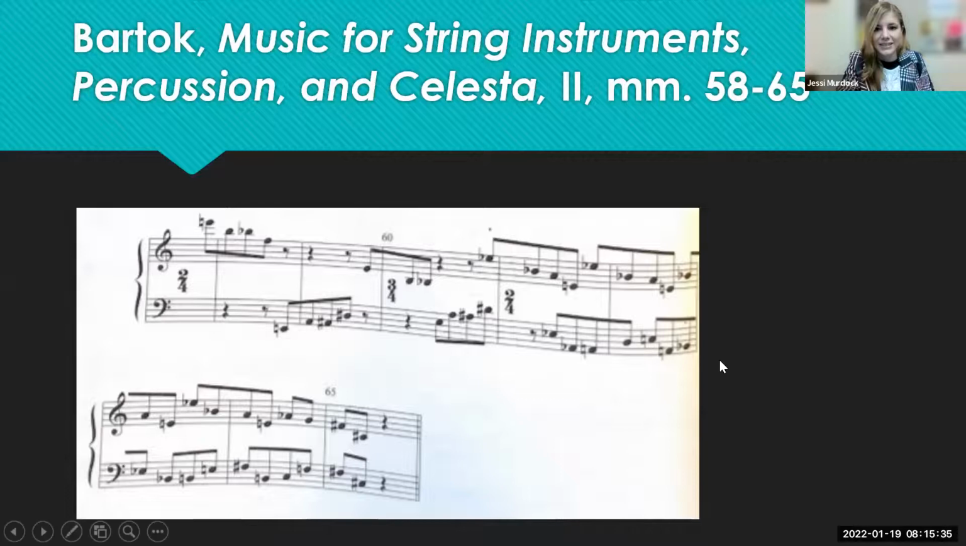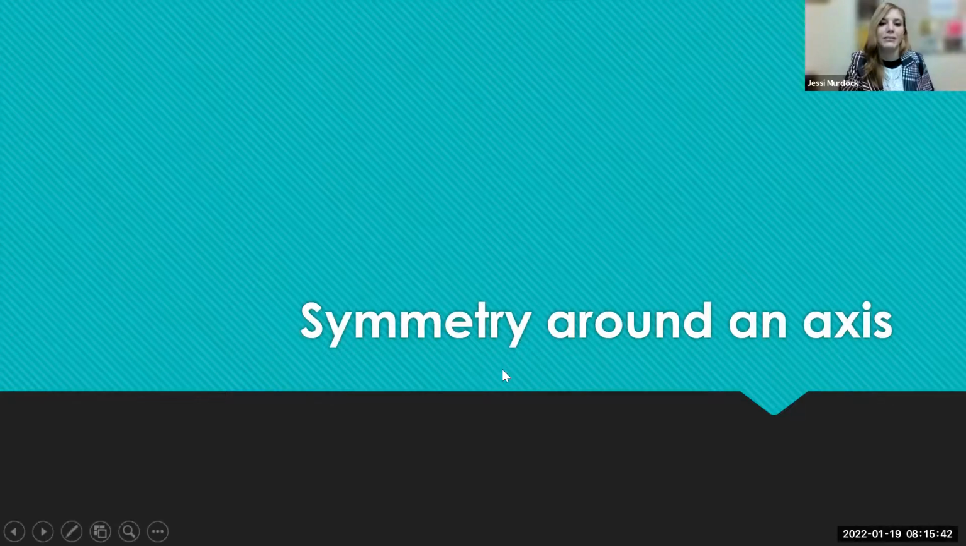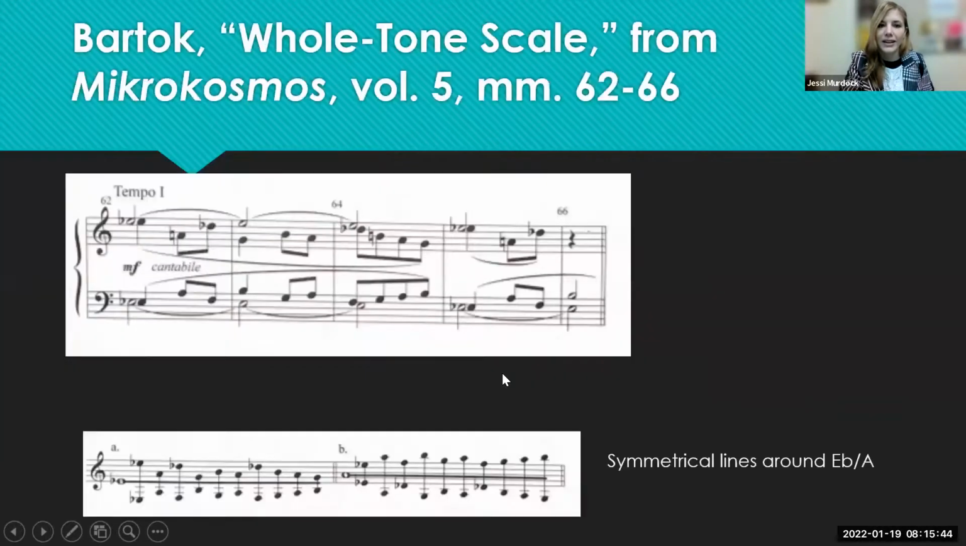Next, okay, next we're going to talk about symmetry around an axis, which also pops up quite often in Bartok, especially. Okay, so if we look at this Bartok, it's a whole tone piece from the Microcosmos, which we actually saw, I think I brought it in for the whole tone scale video too, but anyway, here's what it sounds like.